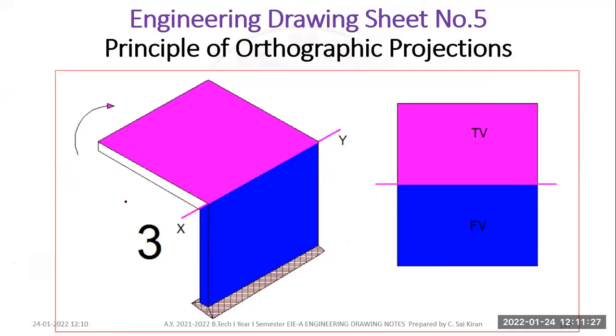Next is the third angle projection. In the third angle projection, the object is placed here and the observer will be here. So in order to see the object shape, we'll be rotating this in the clockwise direction. So the top view will be above and front view will be below in the third angle projection.